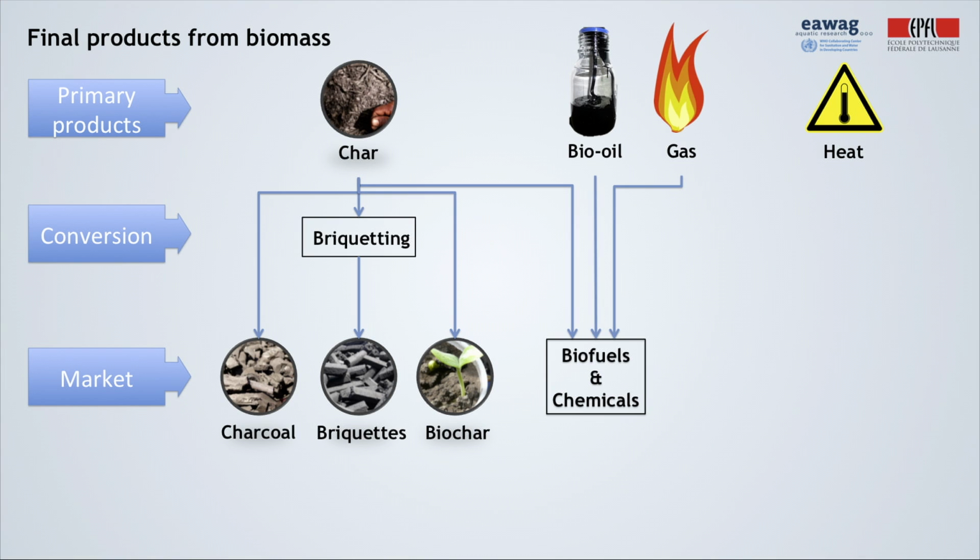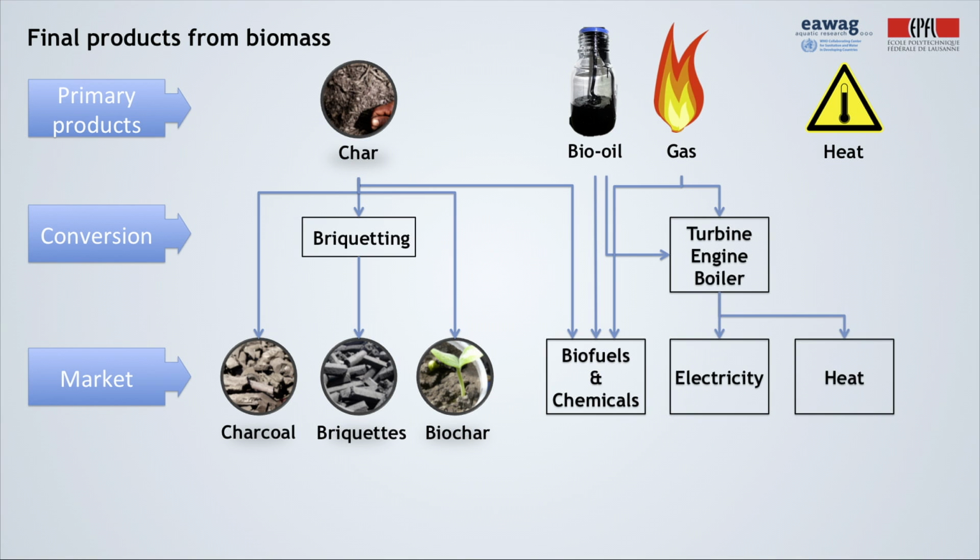Bio-oil and fuel gases can be upgraded through refinery in order to synthesize other chemical compounds or to be used as biofuels. They could also be consumed in turbines, engines, or boilers and produce electricity and heat. The heat obtained from combustion can be used in boilers to obtain electricity or directly commercialized.